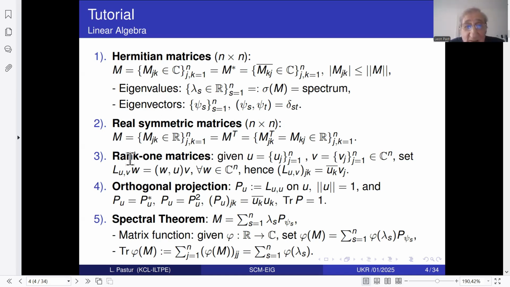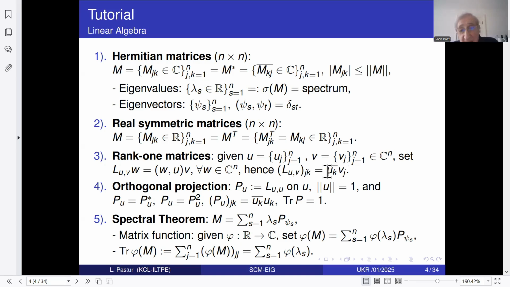The third thing that I'm going to mention is less trivial, less known, but quite important in what follows. This is called rank 1 matrices or rank 1 operators. You have 2 vectors belonging to your space, and you introduce the linear operator, which acts on any W of your space by that formula. It is easy to see that if I write its matrix, the entry of the matrix will be given by this product.